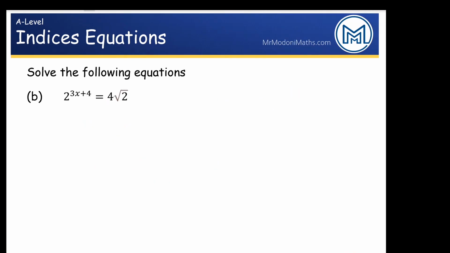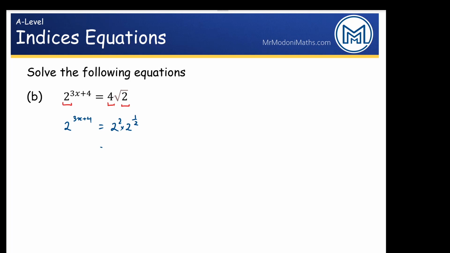Here is another example of solving an indices equation. As before, we're going to start by writing all the base numbers in terms of the same number. So we can see there are a couple of different base numbers. We've got 2 here, we've got 4 here, 2 here. So they can all be written in terms of 2. So we're going to write them all in terms of 2 first. 2 to the power of 3x plus 4 stays as it is. The 4 can be written as 2 squared, and the square root of 2 can be written as 2 to the power of half.